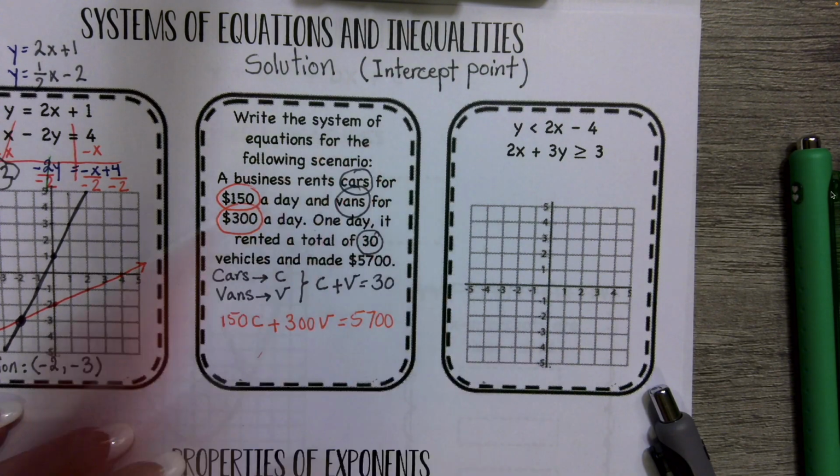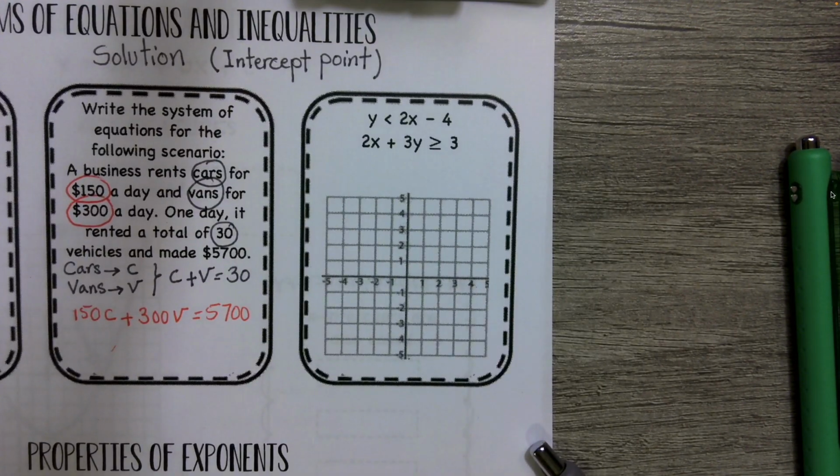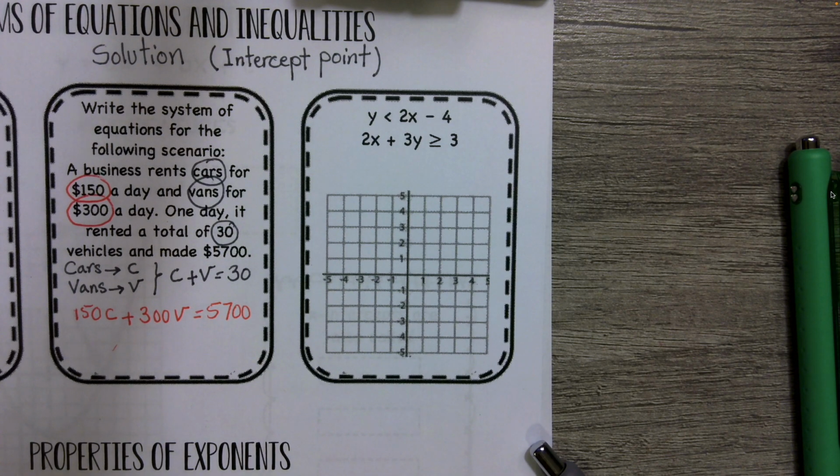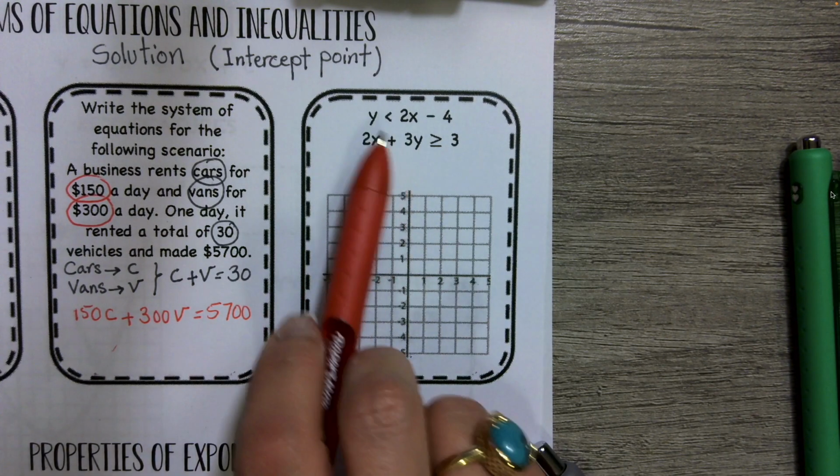It just says write a system. So there you go. I write down my system, which is this one and this one. I'm not going to solve it. It didn't ask me to solve it, so I won't waste my time. Okay? Always read it and see what it is asking you to do. Don't waste too much time on it.